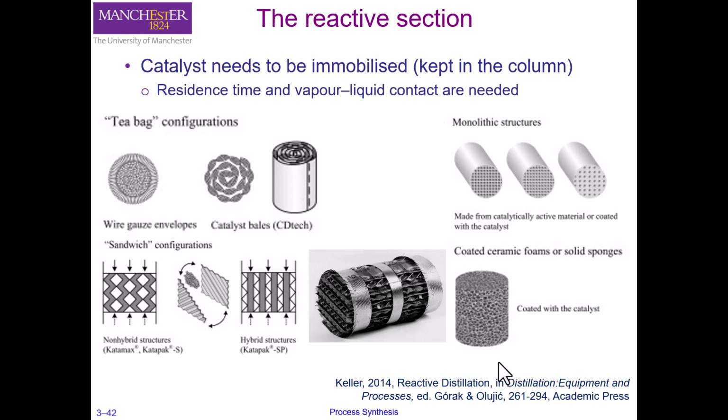Similarly, we have a porous solid such as a ceramic foam or a solid sponge, as you can see here, and that porous solid allows liquid and vapor to contact each other. It is also coated with the catalyst so that the liquid comes in contact in the presence of the catalyst.